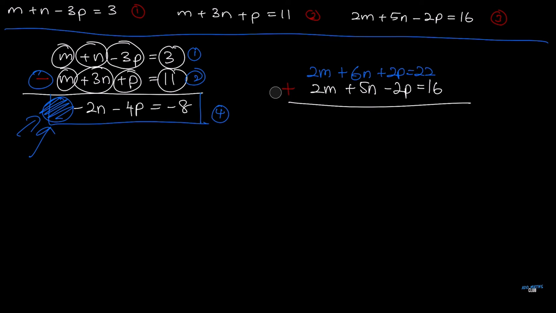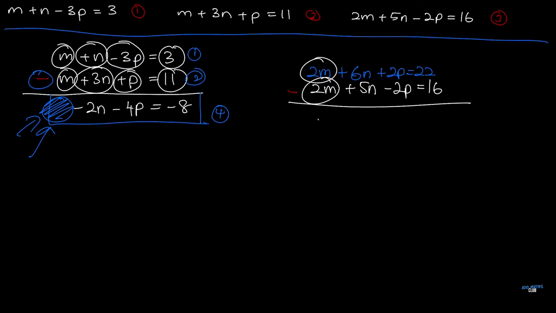Okay, now the question is plus or minus? Of course, I have to use minus, so that this 2m minus 2m will be 0. Okay, so I'm going to use minus. So now let's do this.